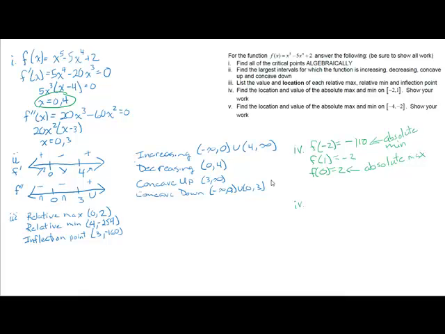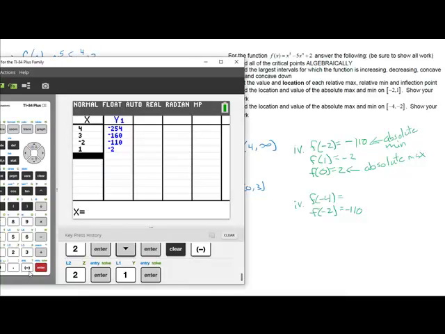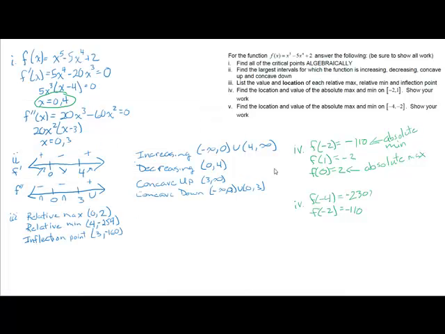Finally, we got number 5. Notice it's a different interval, so we might have a different min and max. Neither of our critical points are in this interval, so we only have to check f of negative 4 and f of negative 2. And we've already done f of negative 2 here. We know that's negative 110. So we just need to check f of negative 4, and that's negative 2,302. The biggest is our absolute max, and the smallest is our absolute min.